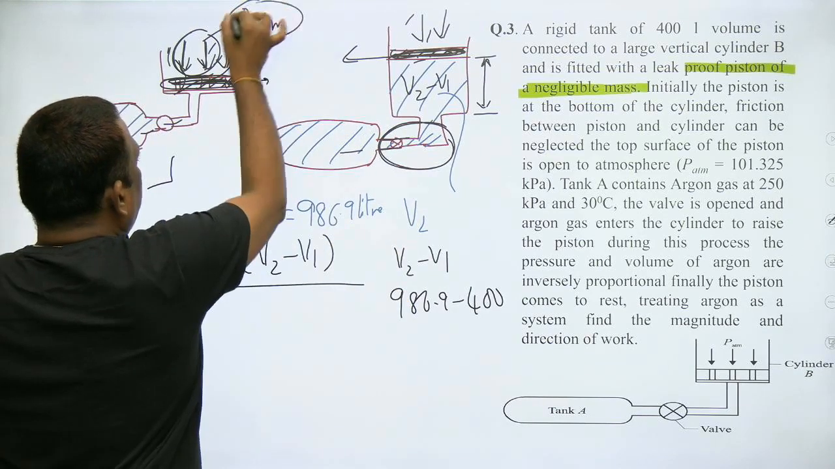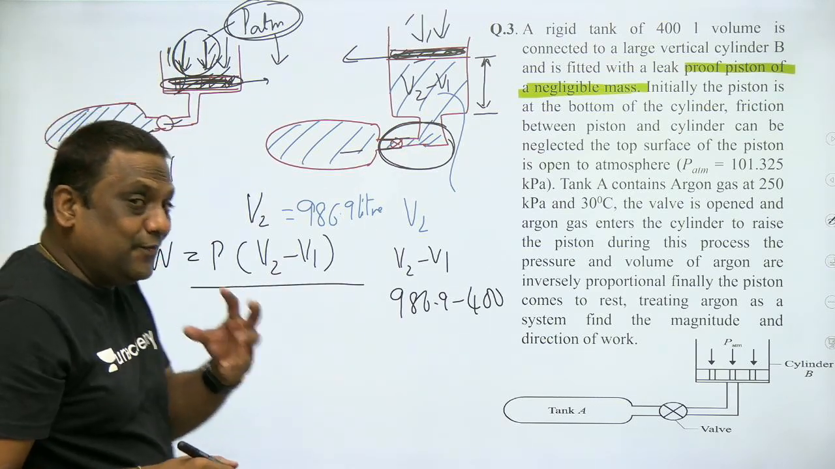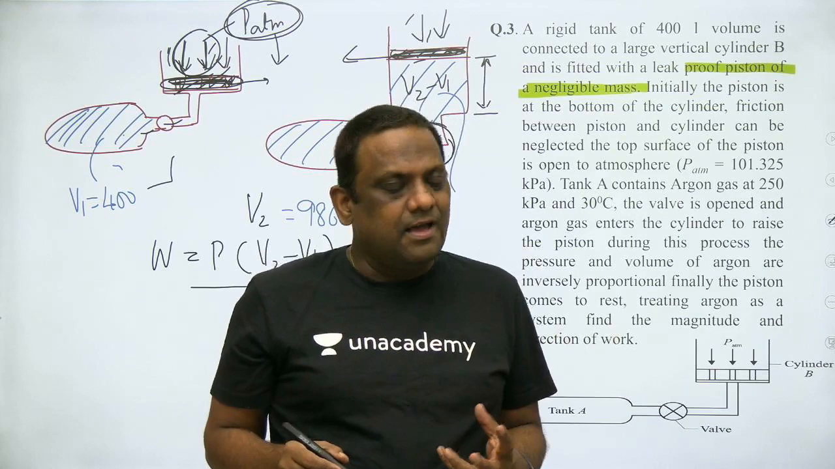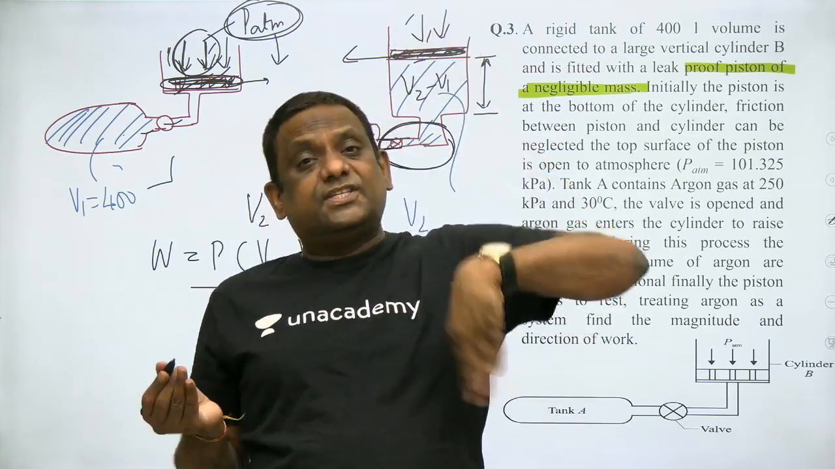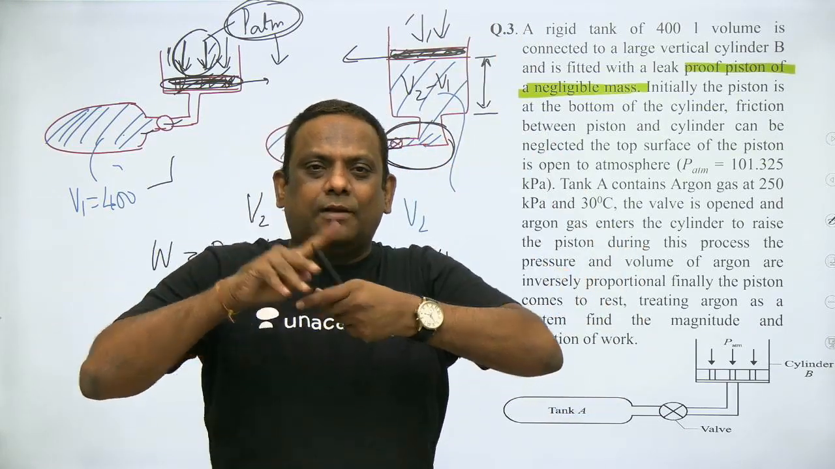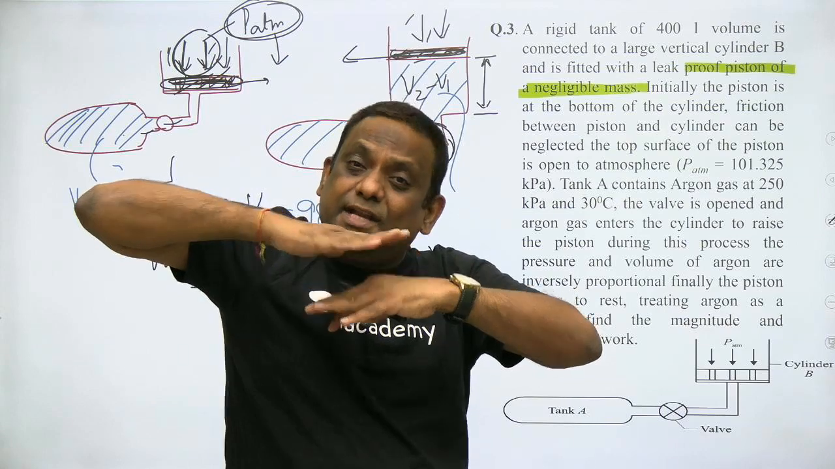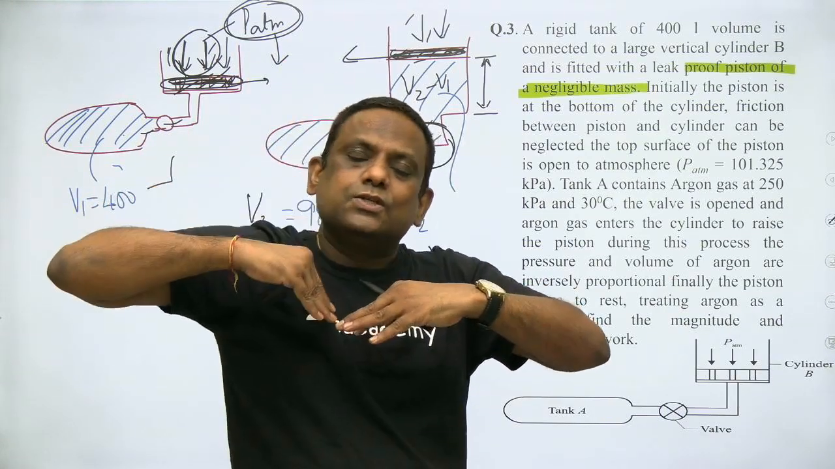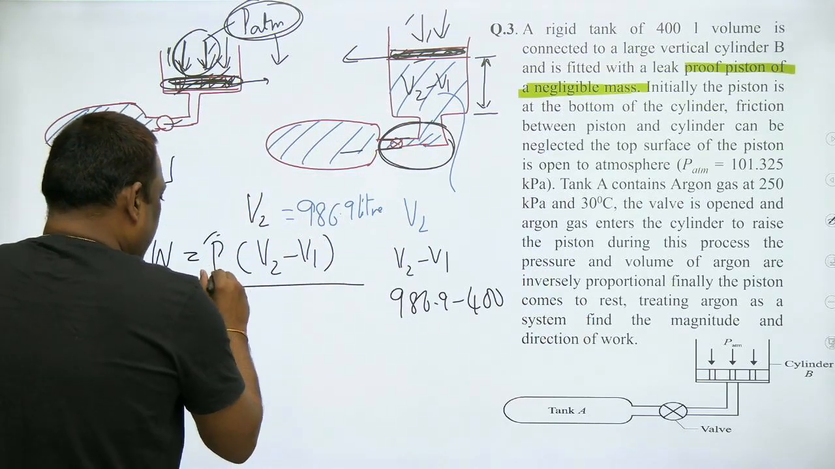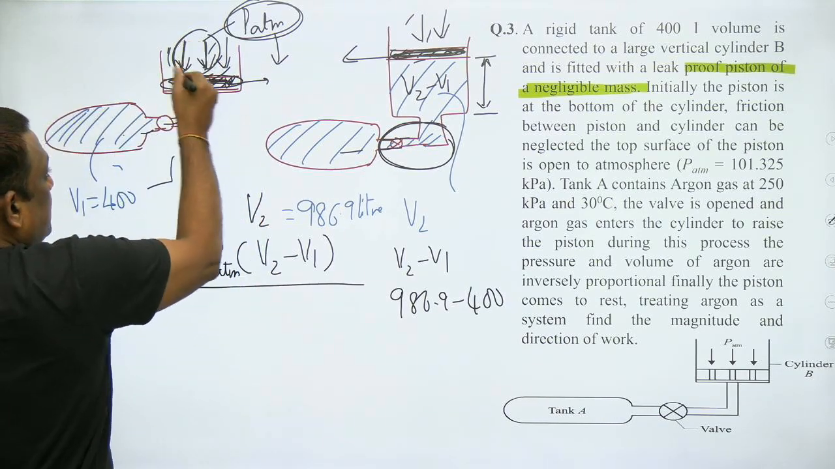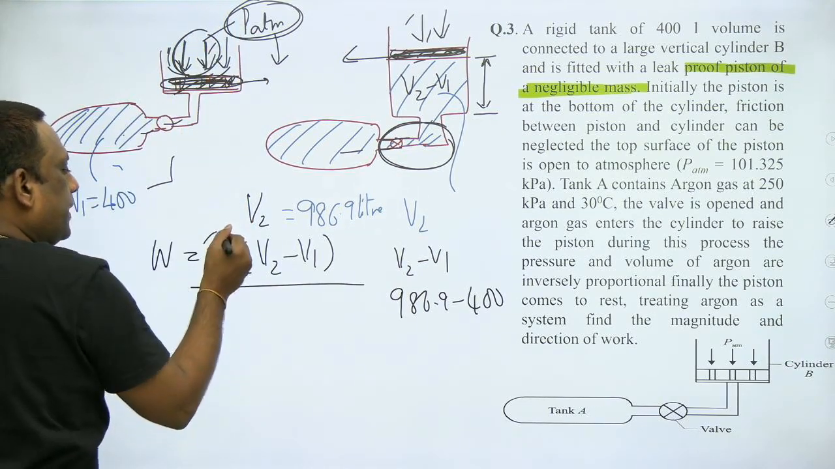So at what pressure is it lifting? At a constant atmospheric pressure it is lifting. I told you very clearly, if the system is not giving information, I don't know how its pressure is changing. First it was 250, now it is 101. We don't know how the changes are occurring, but my argon is displacing what? Atmospheric air. That atmospheric pressure is constant. So it is doing work on the atmosphere. Argon is doing work on the atmosphere, at a constant air pressure of this much. So the work done by argon is displacing air.